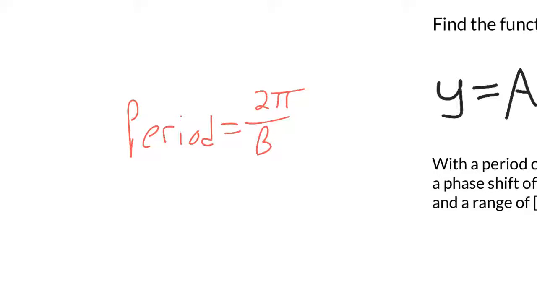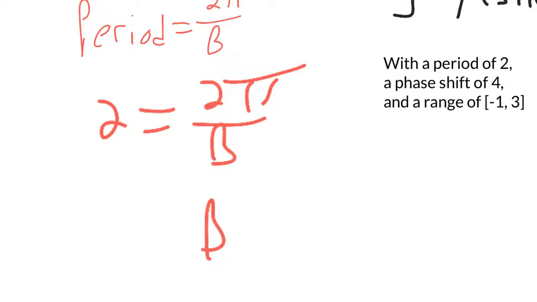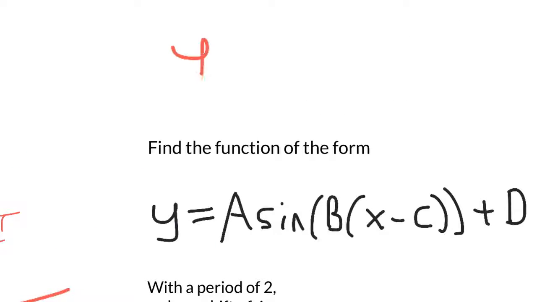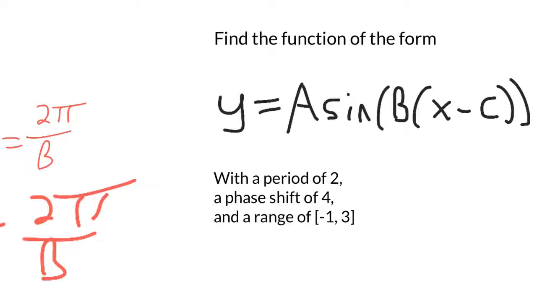But in this case, we're dictated what we want our period to be. It needs to be a 2. So what does b have to be in order to make that equation true? B just has to be pi. So we got our first number in our formula. We got y equals sine of pi times an x minus something. So on to the next part.